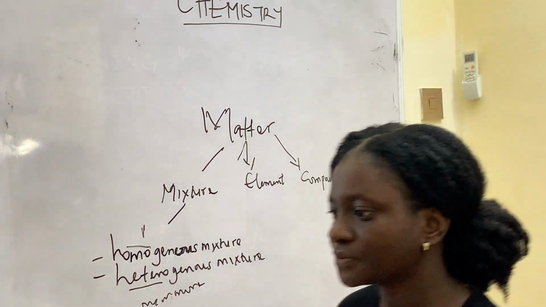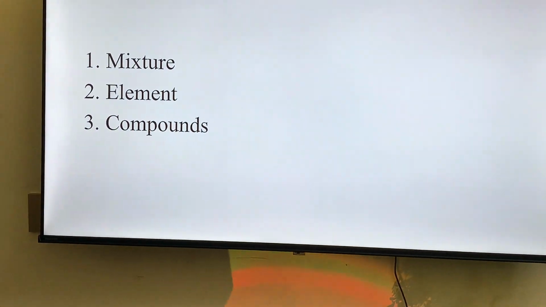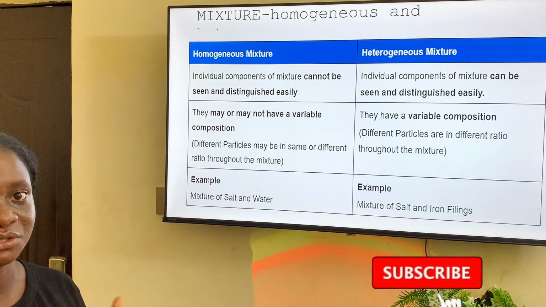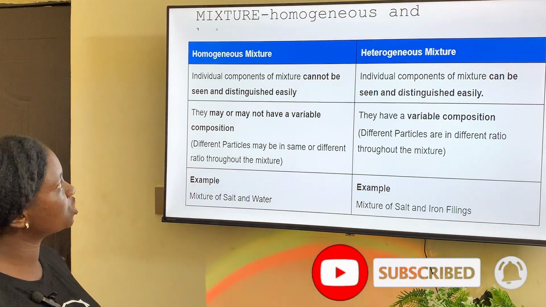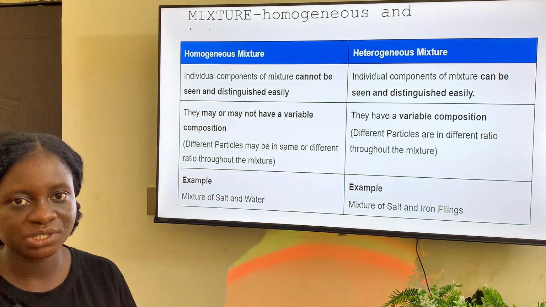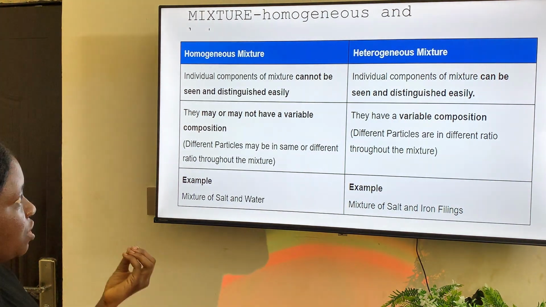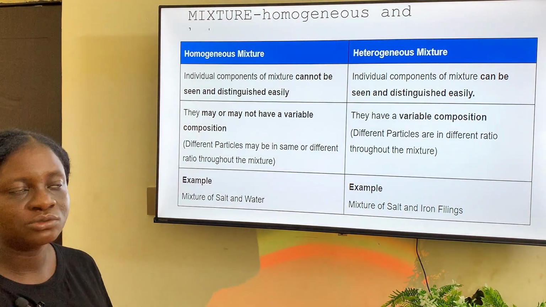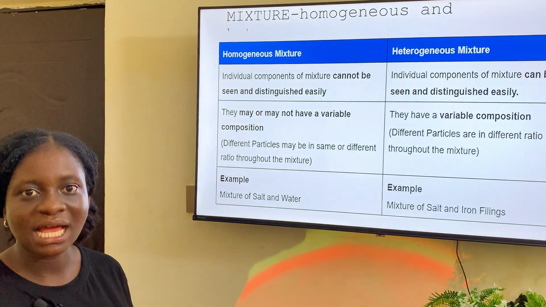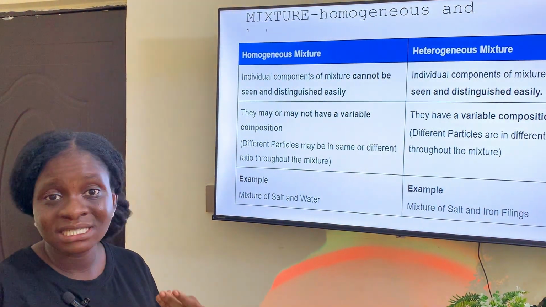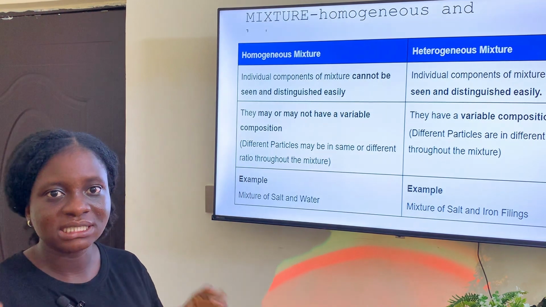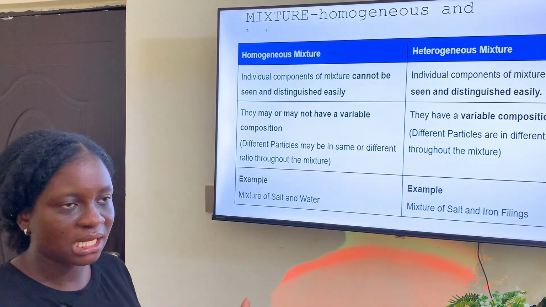So for example, let's go back to the slide. What are the differences between homogeneous mixture and heterogeneous mixture? Homogeneous mixture, individual components of the mixture cannot be seen and distinguished easily. For example, you have a mixture of salt and water. The salt dissolves properly in the water and it forms a mixture. You can't even see the salt except the mixture is tasted. Then you know that okay, this mixture is salt water.